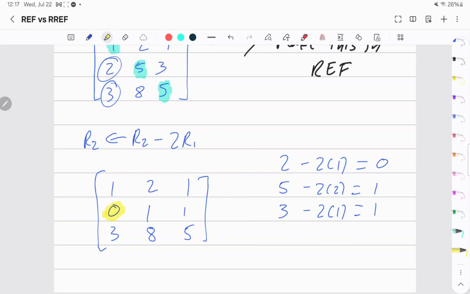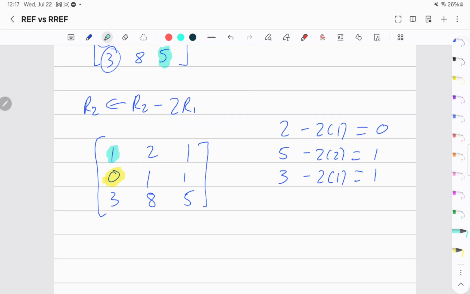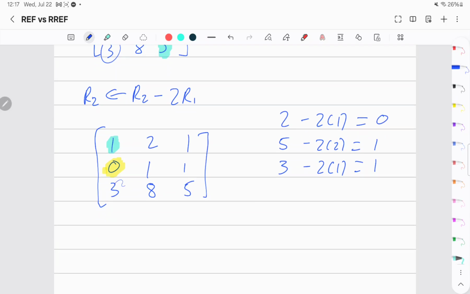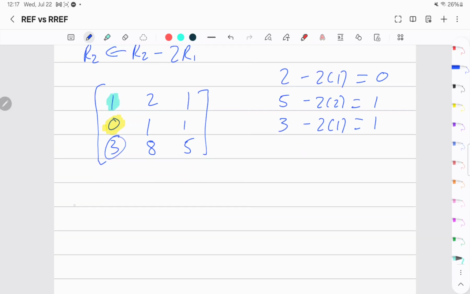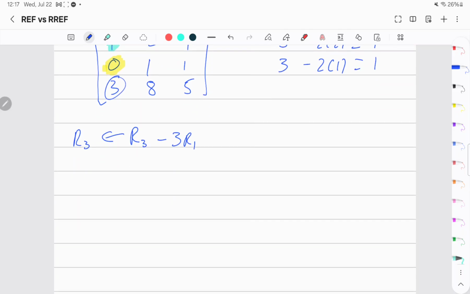But it's not done yet, because everything below the pivot point should be 0. Again, 1 is my pivot point here. The blue highlighted part is my pivot point. So I need to make this 3 into 0. What can I multiply? I need to make row 3 into something such that if I do row 3 minus thrice of row 1, I'll get this. Let's see what happens when I do this.